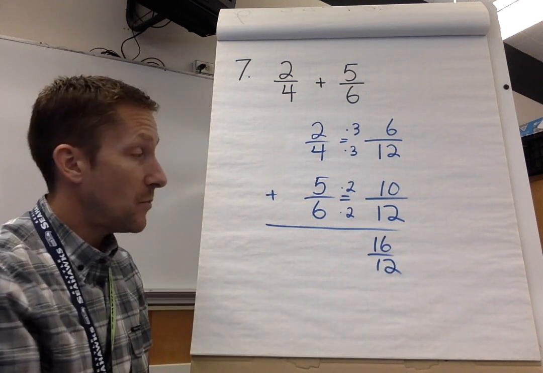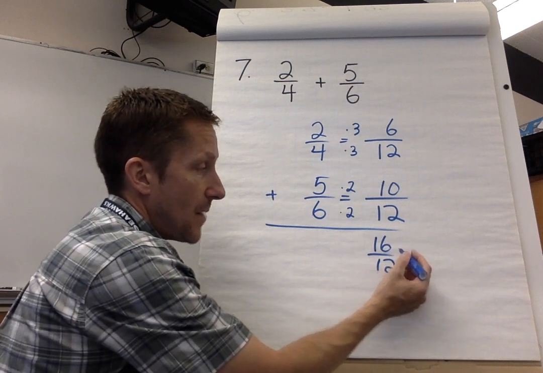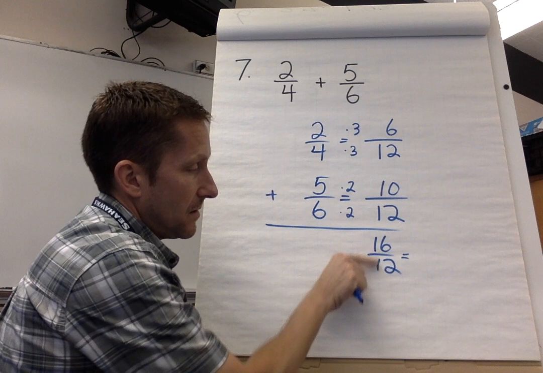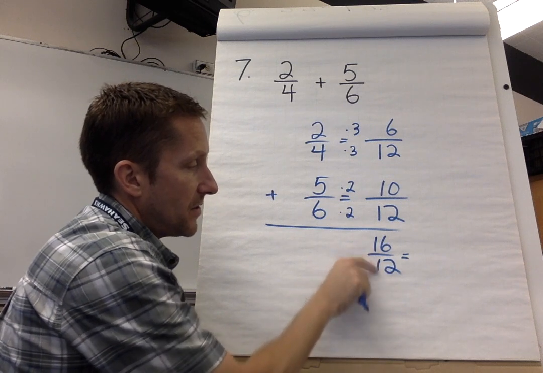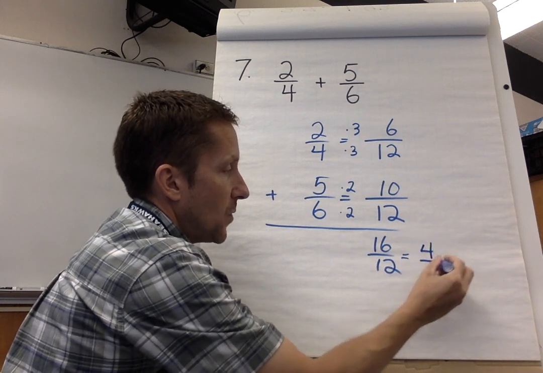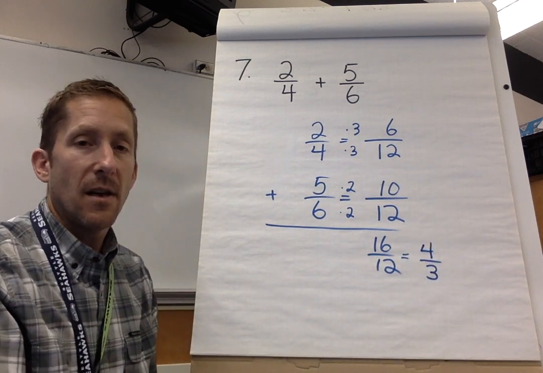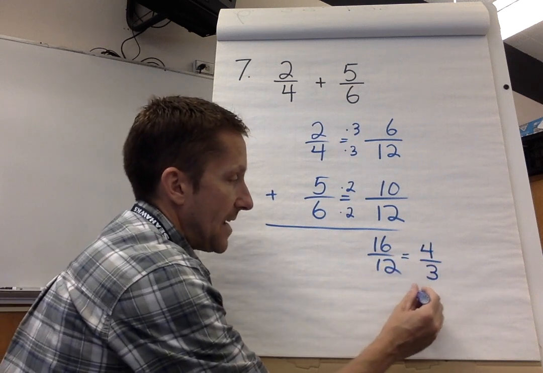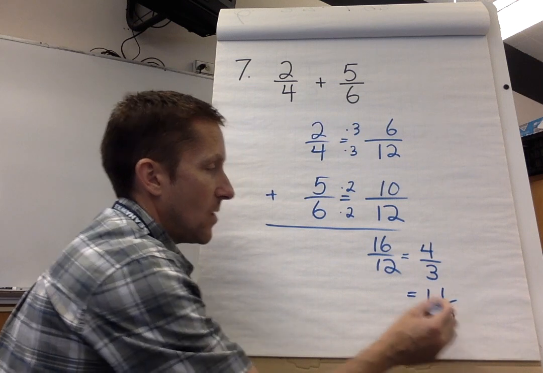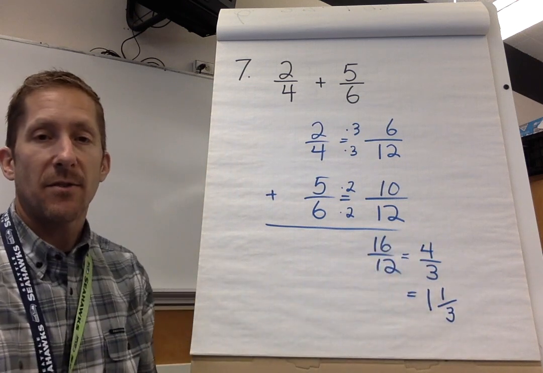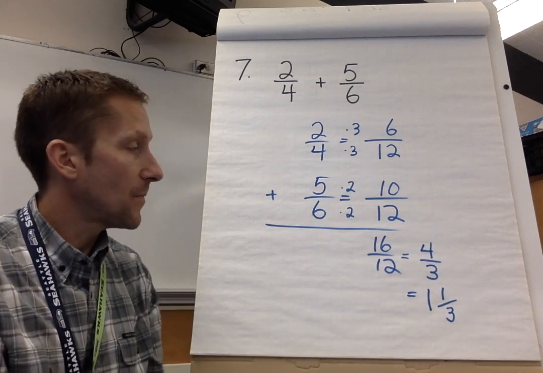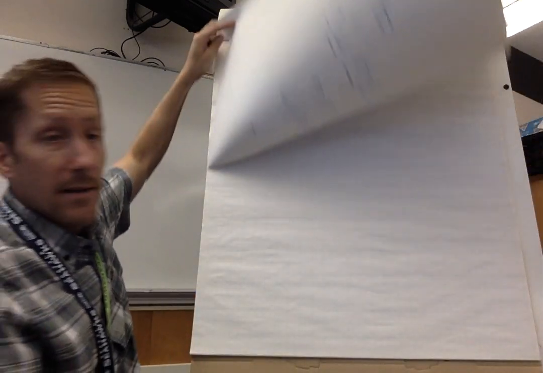Improper fraction because the numerator is greater than the denominator. It's top heavy. I can simplify this in a couple of ways. The largest number that goes into both of these is 4, so I can change it into 4/3. I can then further simplify that: 4/3 is the same thing as 1 and 1/3. So all those answers are the same. That's fully simplified. Okay, number 8.